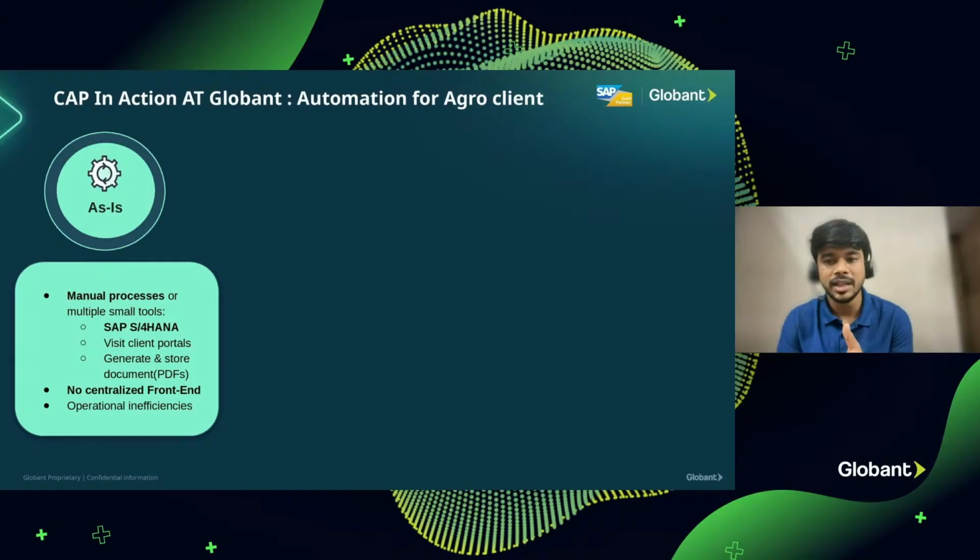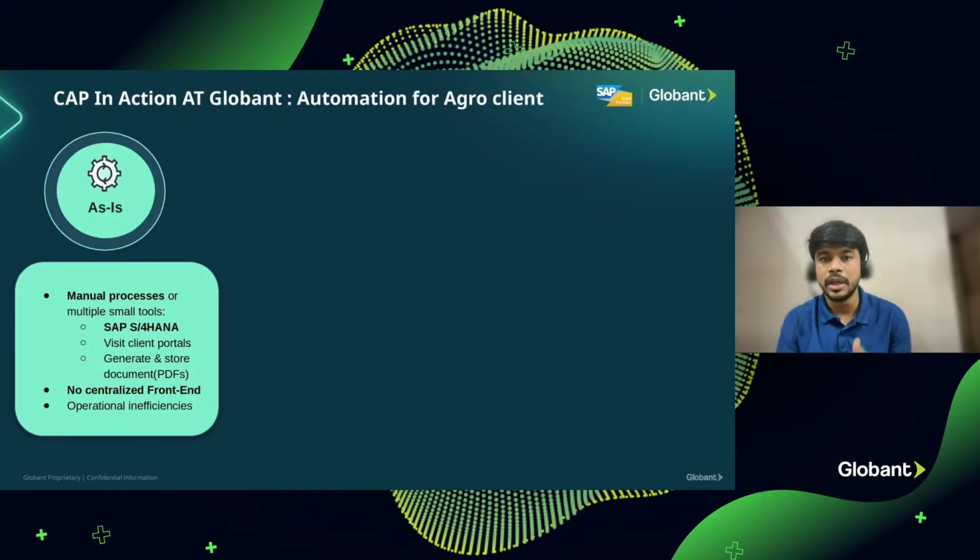It is a five-step manual process. The first one: the user had to open S4 HANA and get one invoice number. Second, he has to visit the client portal and place the invoice details and all the other details relevant to the invoice. Then a PDF will be generated. In the third step, he has to download the PDF locally to his computer.